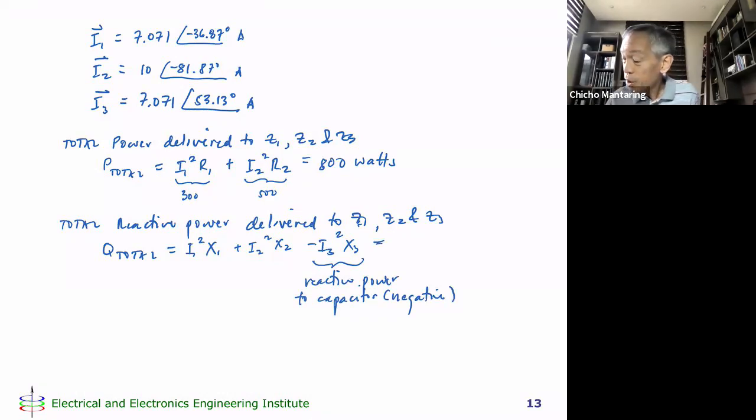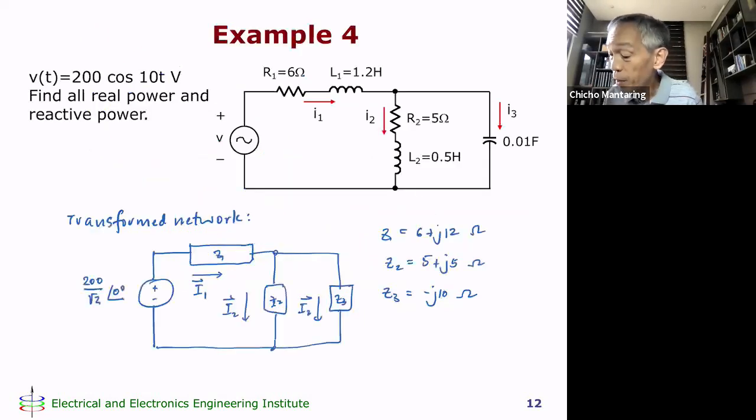Okay. So if you compute for that, this comes out to 600 vars. This comes out to 500 vars. And then this is minus 500 vars. So if you compute that, this just comes out to 600 vars. So that solves the problem.